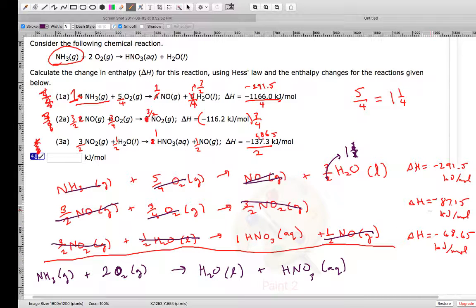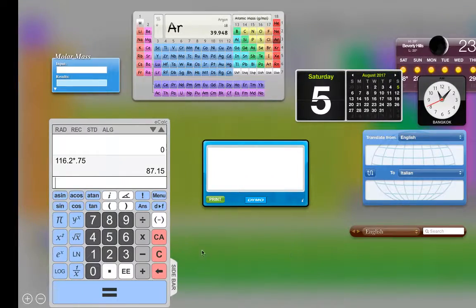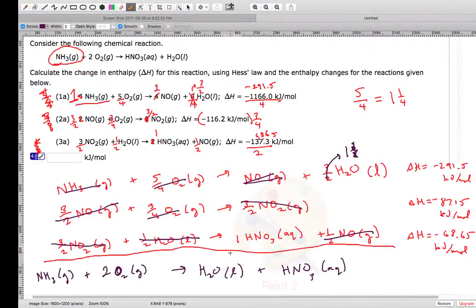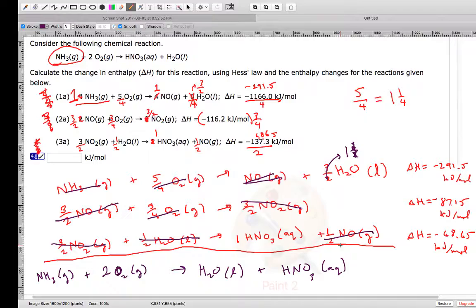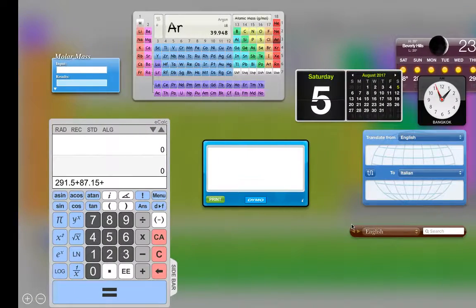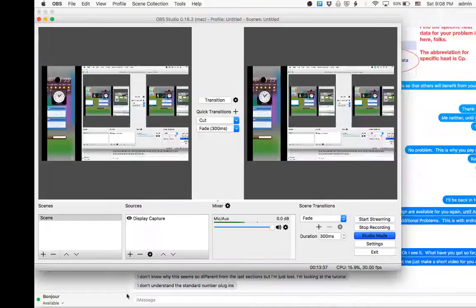So let's do that on the calculator. They're all negative numbers, so that means I can just add them all and stick a negative sign on it. So 291.5 plus 87.15, 87.15 plus 68.65, 447.3.